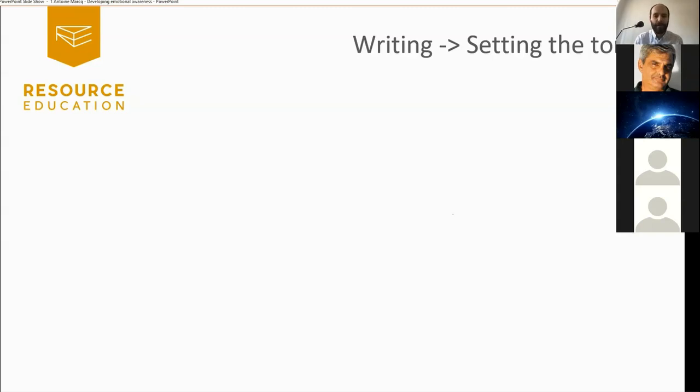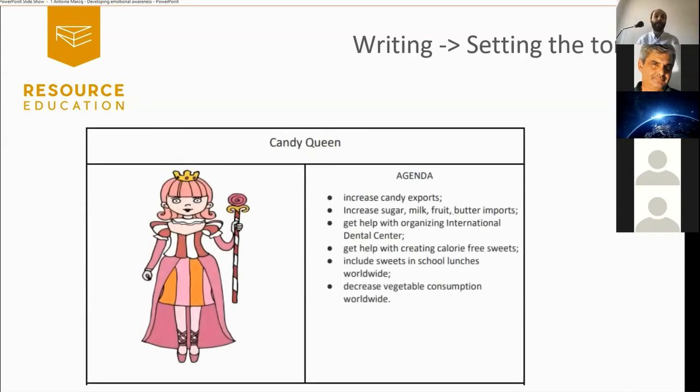So Rob, let's show the first role. For example, this is the Candy Queen. This is a Magic World Leaders Summit. It's like a G8, but all the leaders of our very weird world, a bit like Harry Potter world. So this is the Candy Queen. She's very interested in increasing candy exports, increasing sugar, milk, fruit, butter imports, getting help with organizing an international dental center, blah, blah, blah. And I'm going to ask my students to think of 2 or 3 emotionally significant experiences in the life of the Candy Queen. And this is going to help set the tone for the writing.